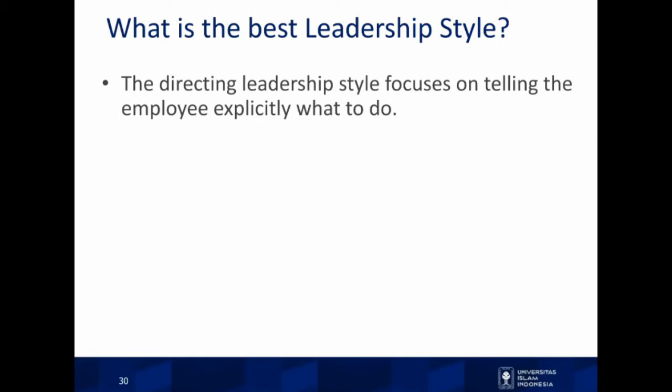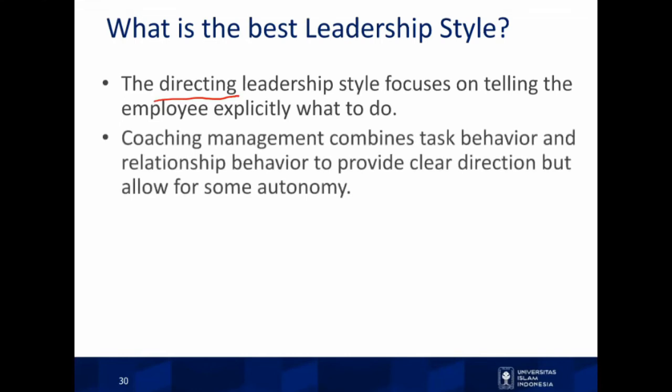People with a directing leadership style usually tell their employees or staff exactly what to do. That's the first one. So what are the other leadership styles? The second one is coaching. Coaching management combines task behavior and relationship behavior to provide clear direction but allows for some autonomy. So the key here is: provide clear direction but allow some autonomy. Only a little, not much, just a little.